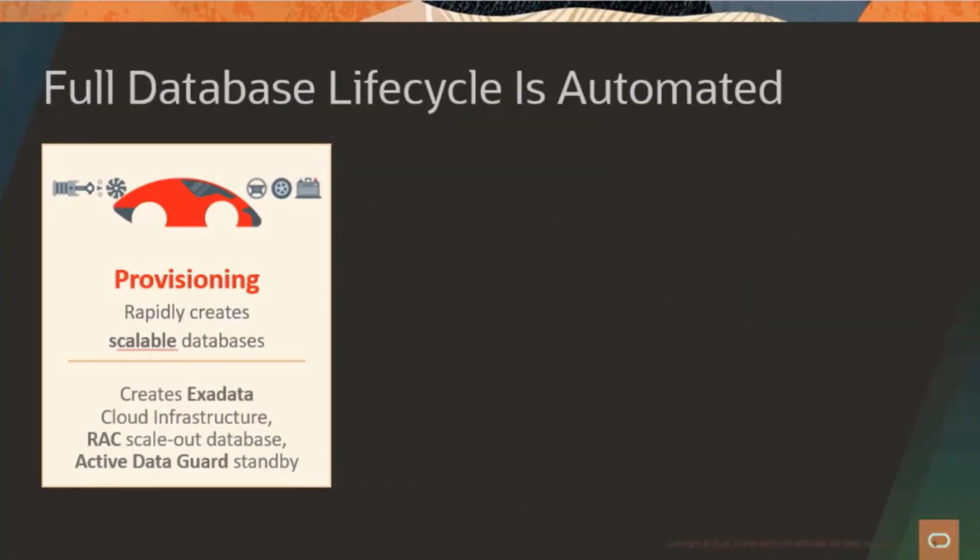When you provision an Autonomous Database, you get a mission-critical database, which includes all of the advanced technologies that we previously mentioned. You get Exadata. The operating system is created for you. The database is automatically created. And it includes Active Data Guard, which creates a copy of your database in another region, so you can recover in the event of a failure.